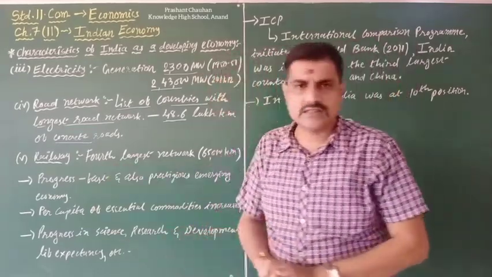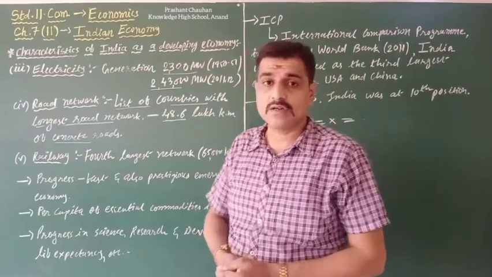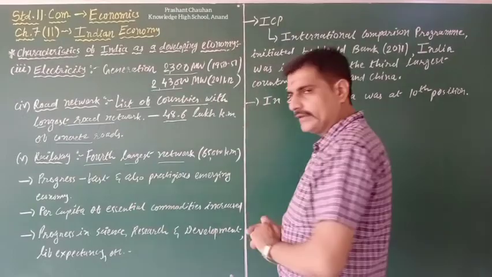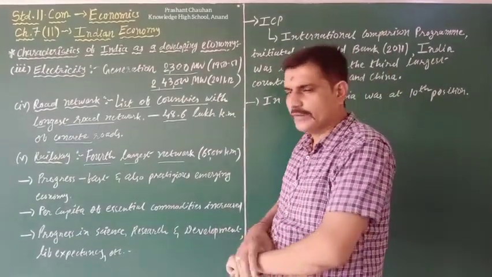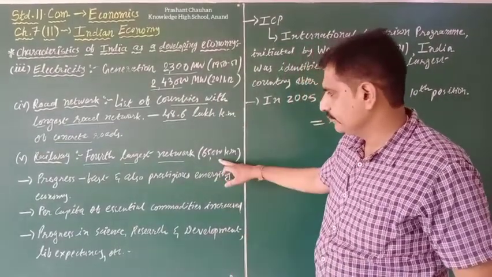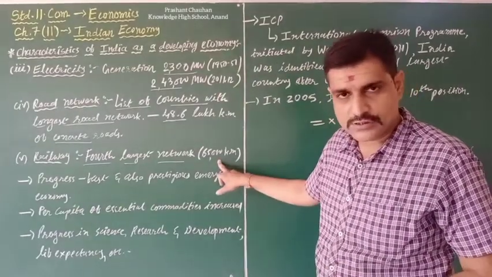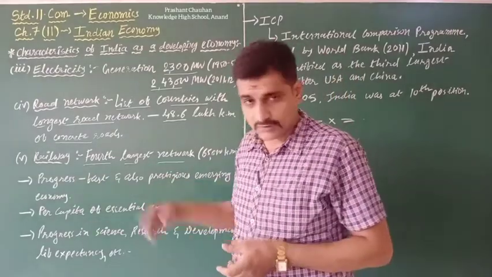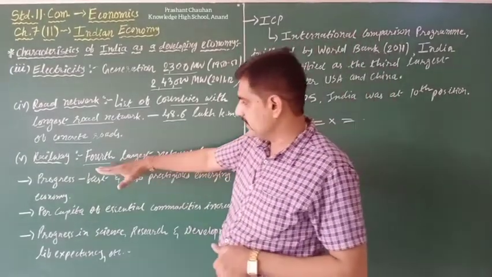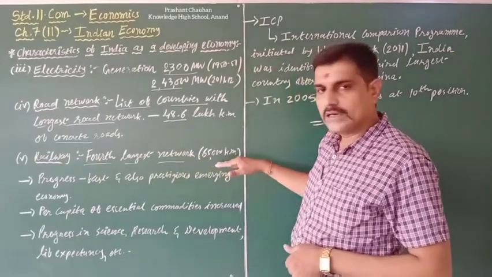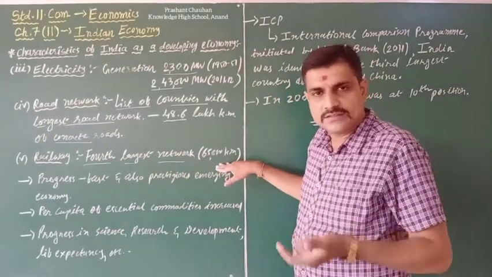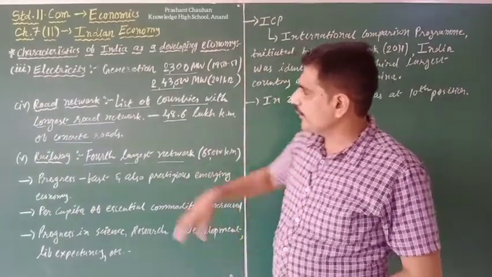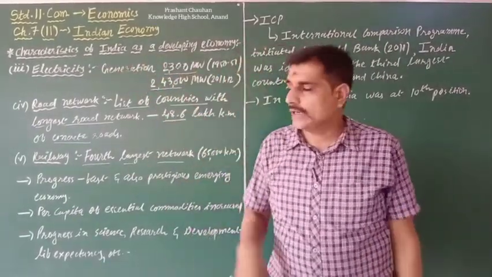Also, the last one is the railway. You know that the railway network is very big in our country, and we have the fourth largest network in the whole world, 65,000 kilometers, right? But another thing is that we are in first place in providing employment. The railway is the fourth largest network in the sense of providing railway services, 65,000 kilometers. Okay, so that is the information related to the characteristics of India as a developing country, right?